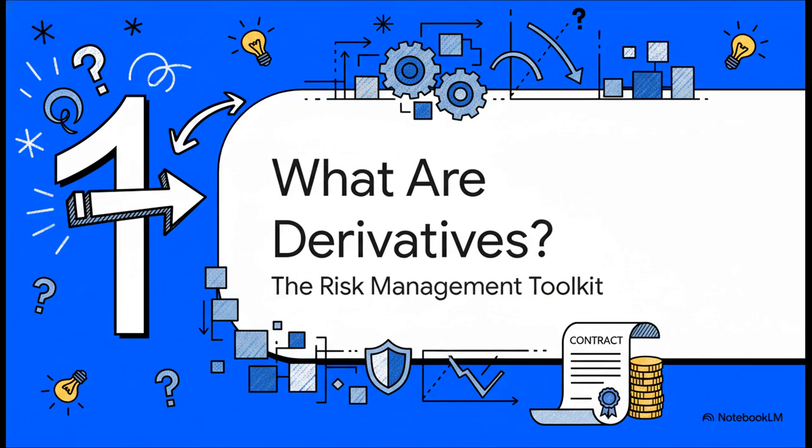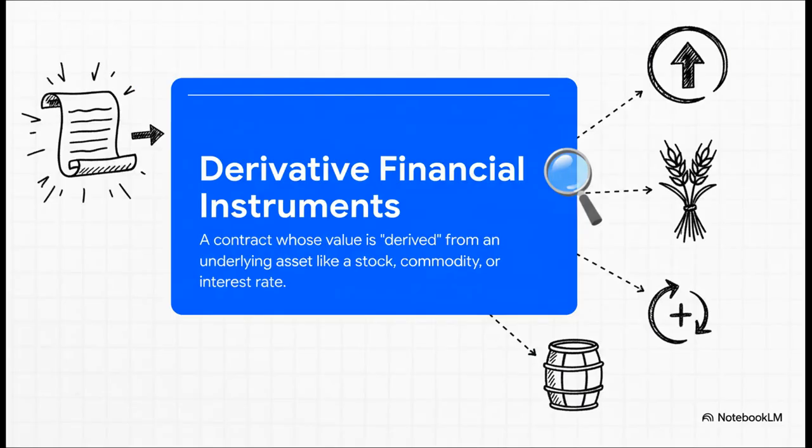All right, Section 1. What in the world are derivatives? Let's unpack the big idea behind this whole risk management toolkit. You know, at its absolute core, a derivative is just a contract. But it's a special kind of contract because its value isn't inherent. It's totally dependent on the value of something else. And that something else is what we call the underlying asset.